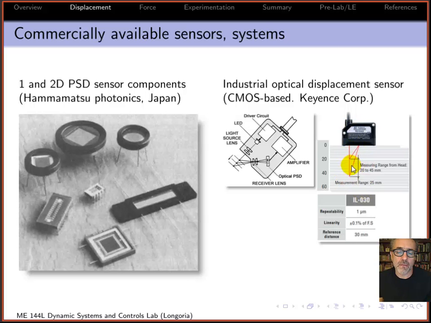You have to have a standoff distance of about 20 to 45 millimeters, but the range of measurement, in other words, as a surface moves, it can detect motion over about 25 millimeters, and it has a resolution of about one micrometer. So you can detect very, very small changes in position. And so we'll be using this device in the lab.